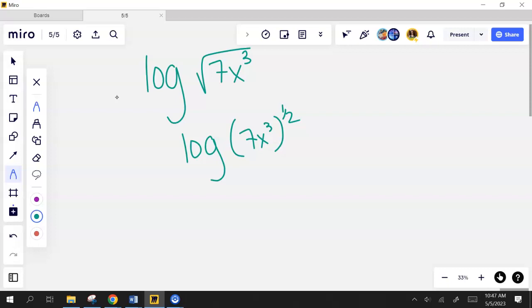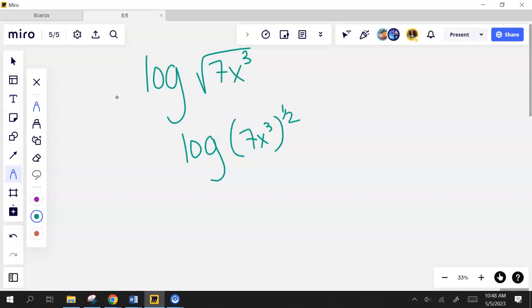Now, there are 2 ways I could go about this. That's not a rule. That's what we learned with rational exponents, that any root can be written as an exponent. If you see a root, you need to write it as an exponent.